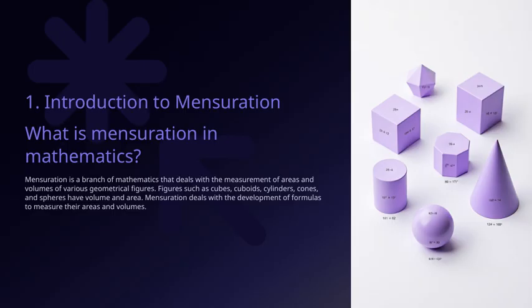The main goal of mensuration is to develop formulas that help us accurately calculate these measurements. These formulas are essential because they allow us to understand and quantify the size of various objects, whether we're working in architecture, engineering, or everyday problem solving. Connecting this to our overall theme, understanding mensuration gives us the tools to analyze and work with the shapes and spaces around us in a precise and scientific way.